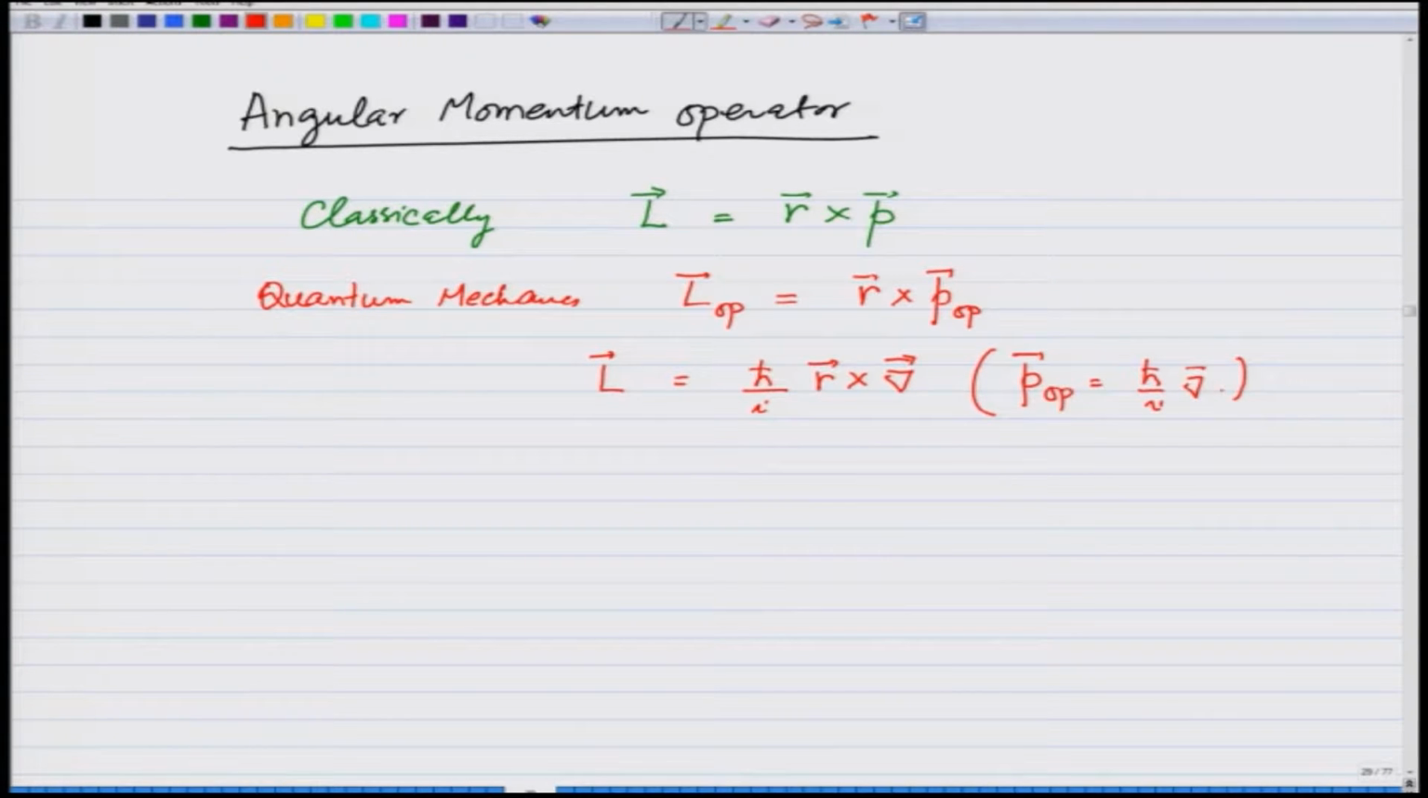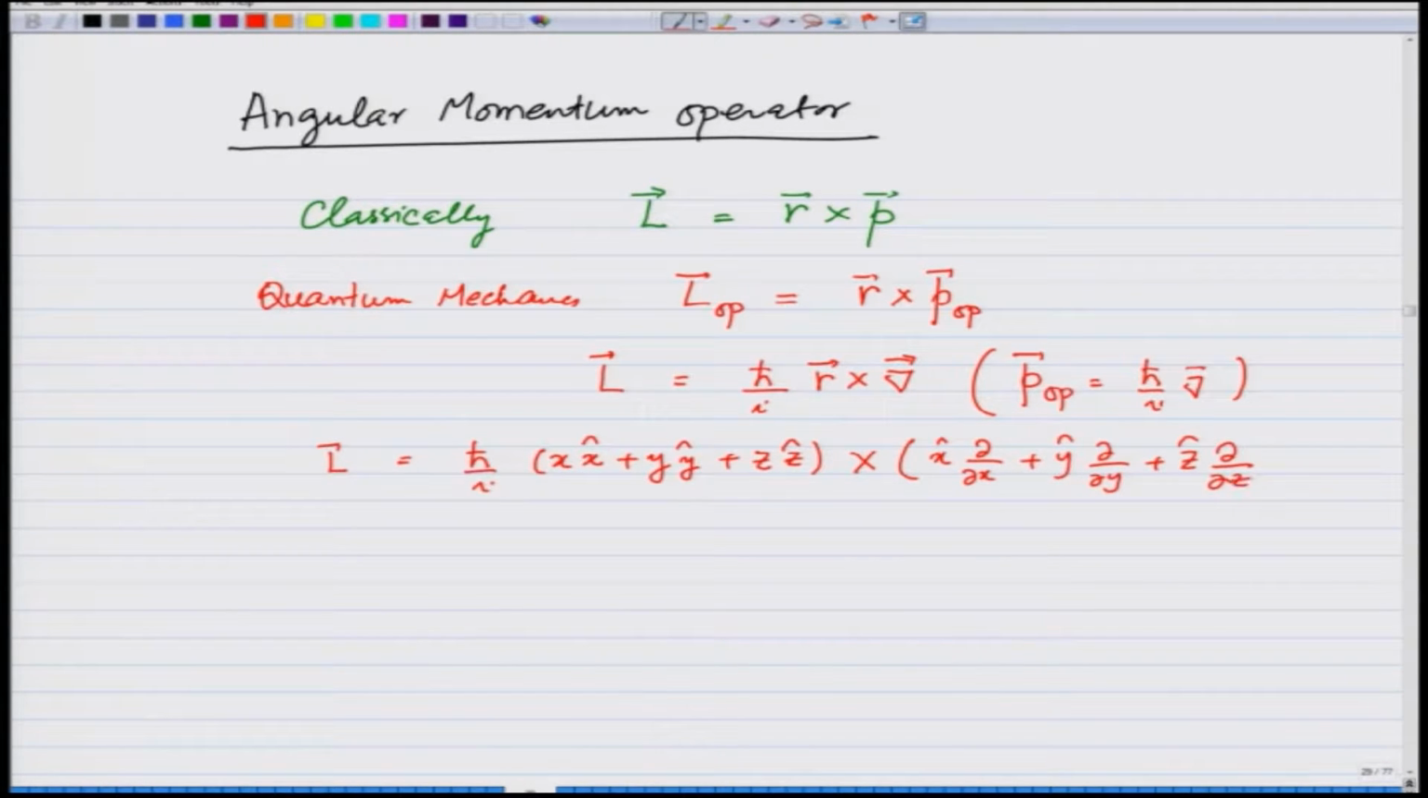So, now it is quite easy to find out what these are. So, L operator is h cross over i, x in x direction plus y in y direction plus z in z direction, cross x partial with respect to x plus y partial with respect to y plus z partial with respect to z. That is the operator for angular momentum.